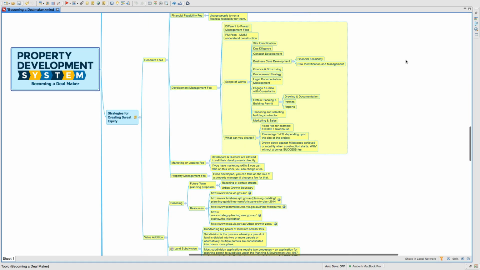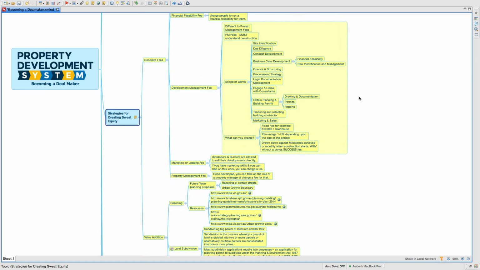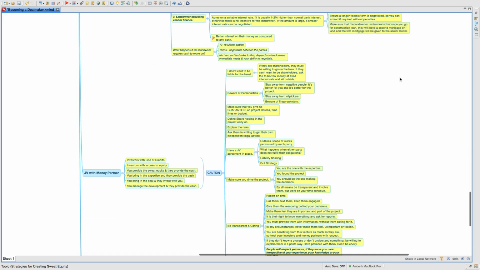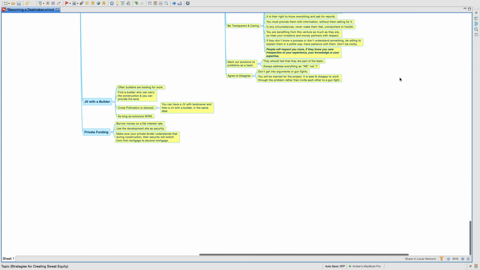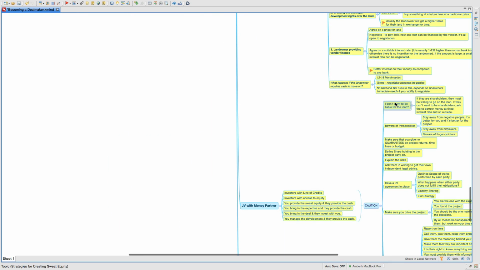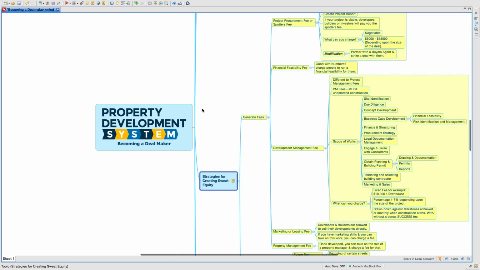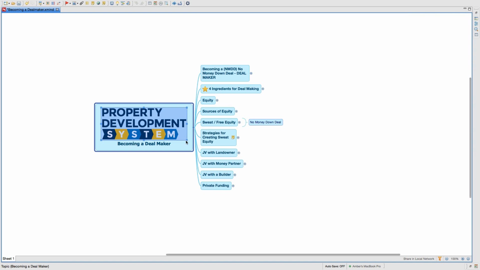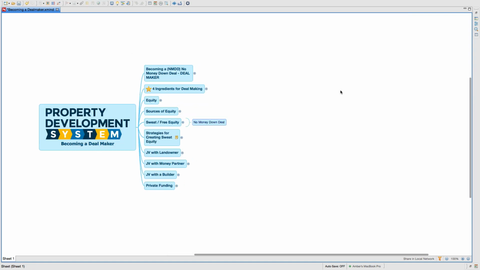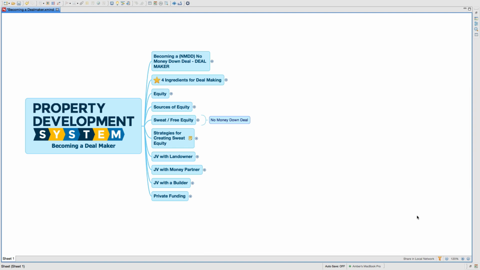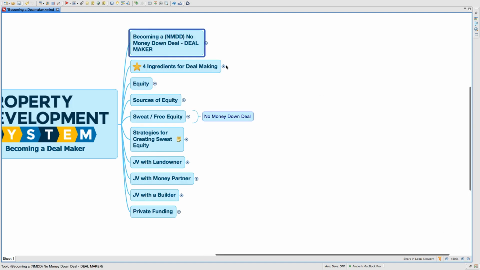So starting from becoming a no money down deal maker to the 4 ingredients to equity, sources of equity, sweat equity, strategies for creating sweat equity, JV with landowner, JV with money partner, JV with a builder, and private funding. So what I'm going to do is take these one by one. So we can start off with becoming a no money down deal maker. So let's start here.